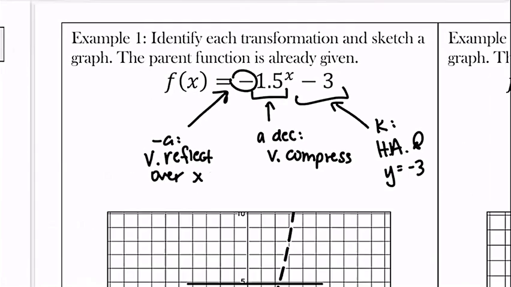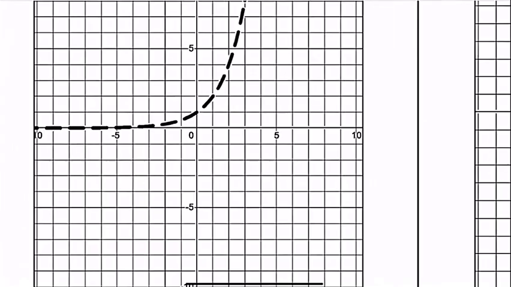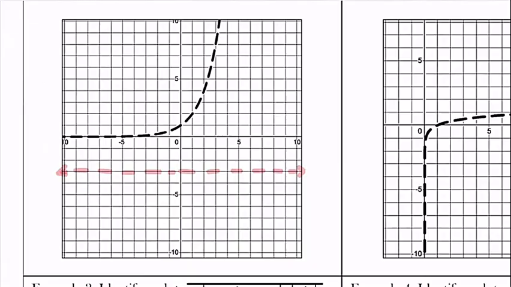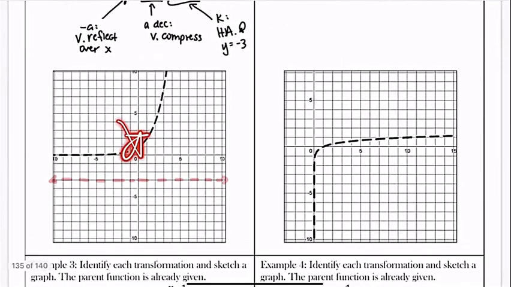Let's do that first. So I'm going to draw a dotted line at negative 3. There we go. Now our graph will either be up here or down here. Remember, it's going to be either above or below our horizontal asymptote, just like our logs are on either side of the vertical asymptote.